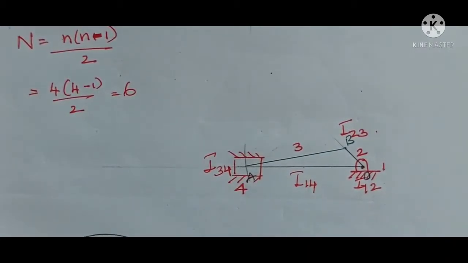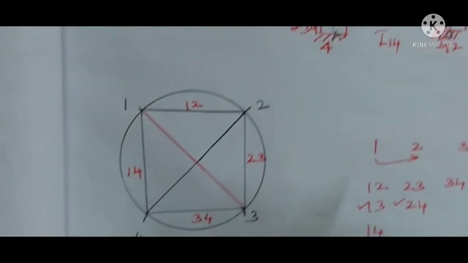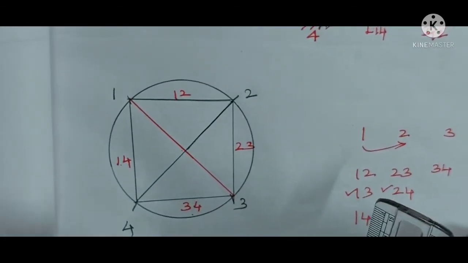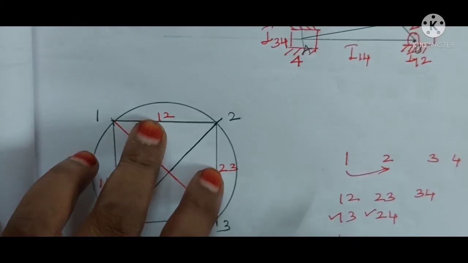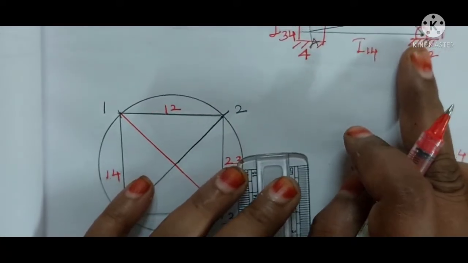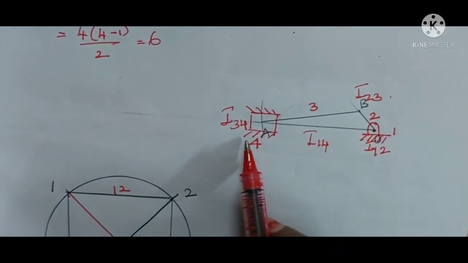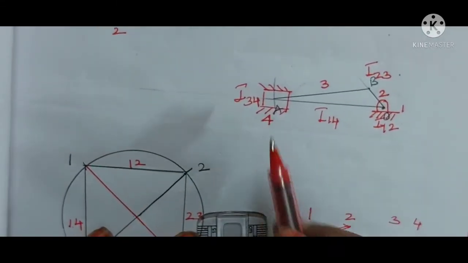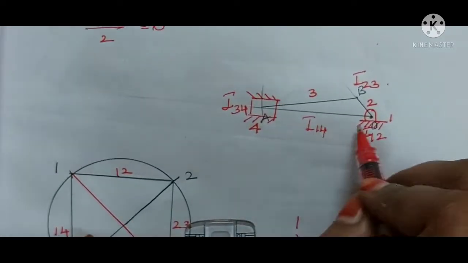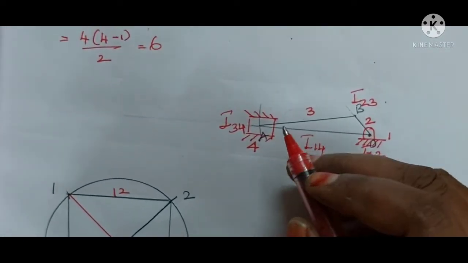So now what they said, you just see that instantaneous center by Kennedy's theorem states that if two centers are in the same line, the third center locates in the same line. But here you just see that I12 and I34 lie in the same line and it does not coincide. That type the mechanism is designed.